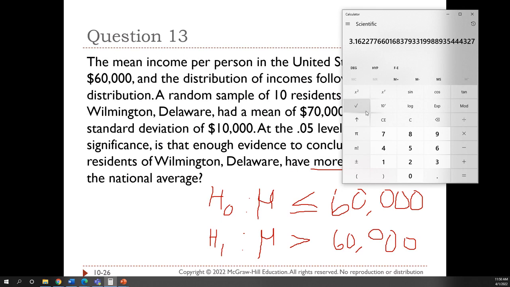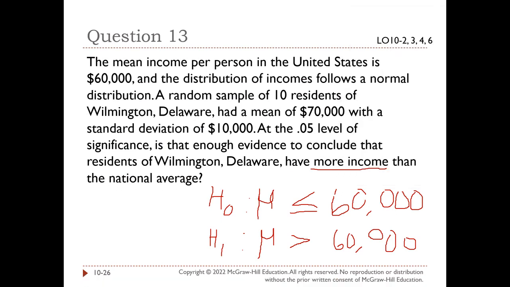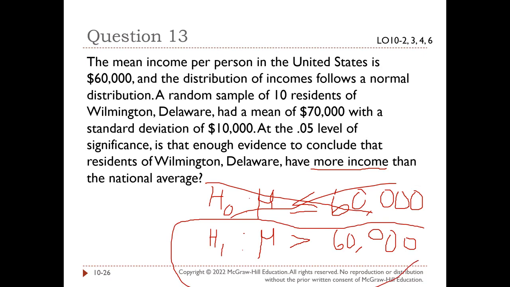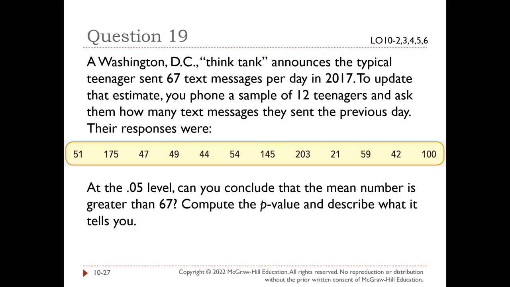So, since it's 3.16, is it greater than the T value of 1.833? Yes. So, we're going to reject the null, because we did find out that, according to our hypothesis, it does follow the alternative, where the mean is going to be greater than 60,000. The population mean. Okay. So we reject the null, and that's it. It's a little bit more practice. Practice makes perfect.